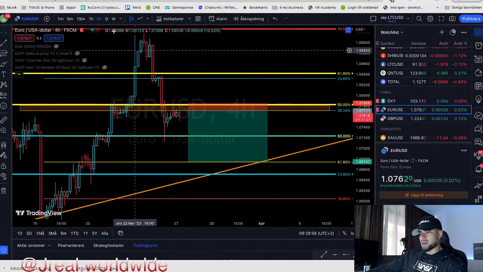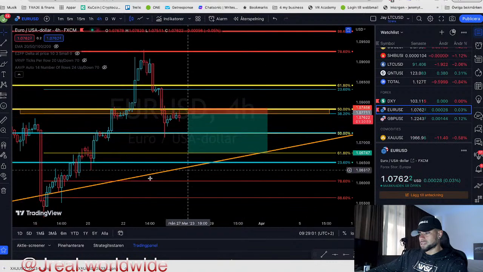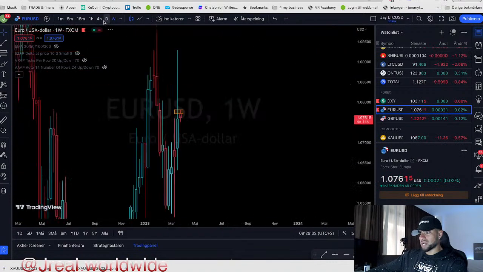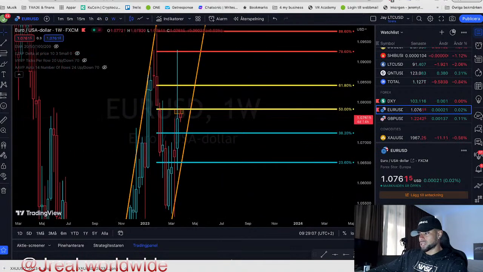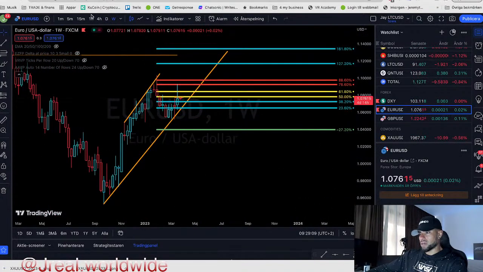Maybe to come back down and test this orange line here. That orange line is a major trend line that we have had for a while.